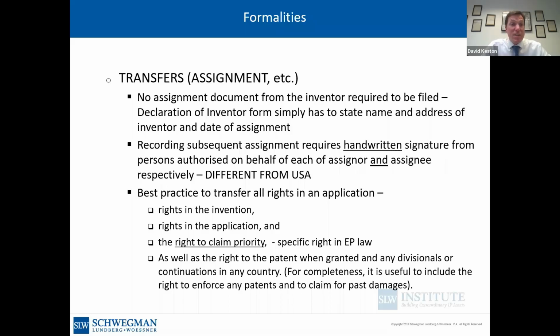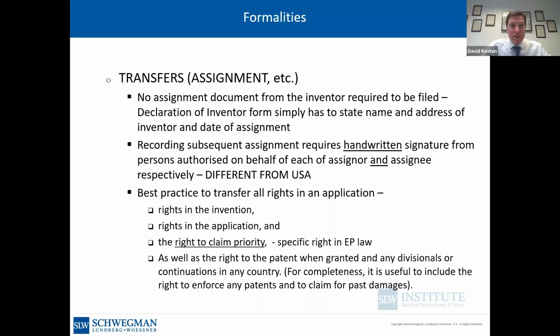The assignment document itself, we'll maybe come back to this a little bit later, should, in its best form, assign rights, potentially rights that you don't have or wouldn't specifically have in US law. And I'm emphasizing the right to claim priority because I'll come back to that. In US law, as I understand it, there is no specific right to claim priority, whereas that is recognized as a separate item in EP law.